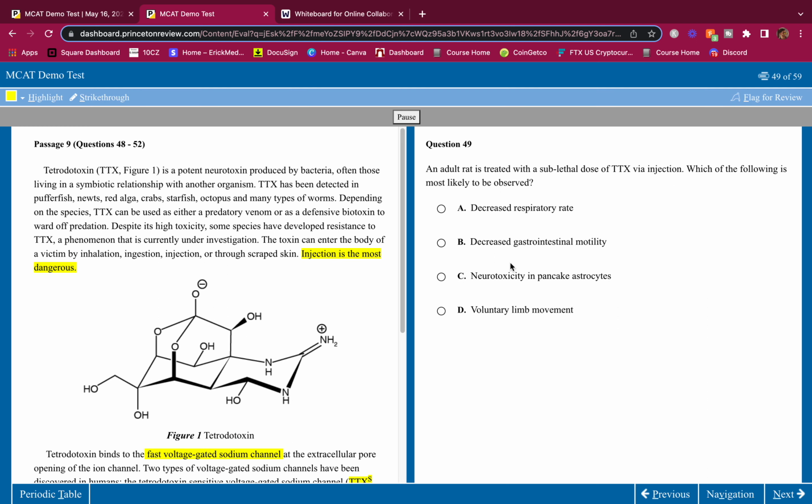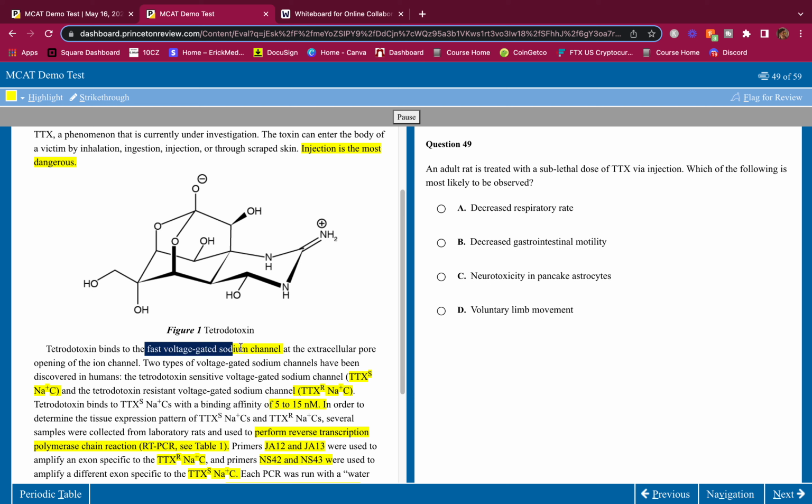An adult rat is treated with a sublethal dose of TTX via injection. Which of the following is most likely to be observed? Decreased respiratory rate. That makes sense, because TTX, what does it do? It binds to the fast voltage-gated sodium channels. So if it's binding to that, we're not going to have depolarization and we're not going to have contraction of the diaphragm. So it makes sense that this would have decreased respiratory rate.